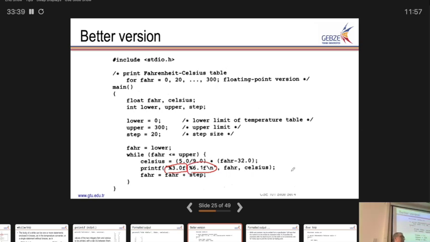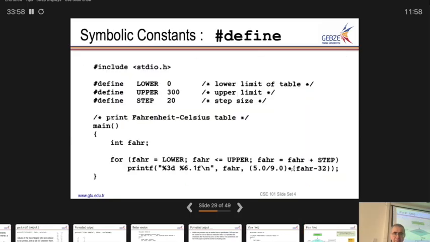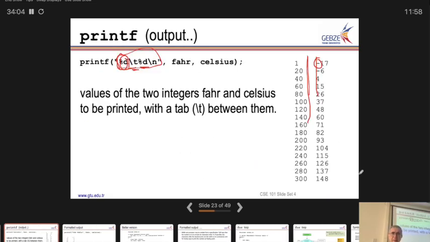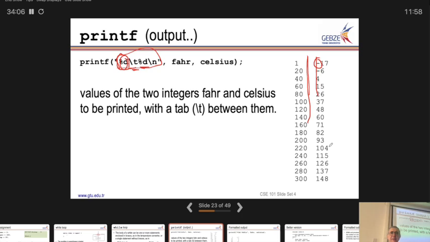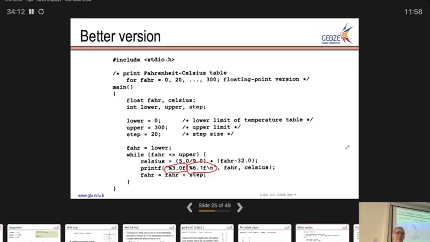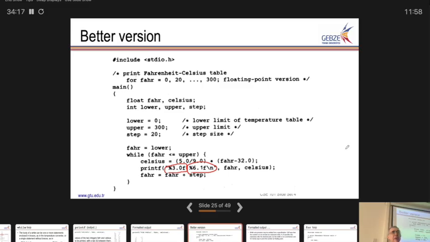These are floating point. Virgülden sonra kaç basamak? So %3.0f, %6.1f, %3.0f is floating point but with no digits after the decimal point. %6.1f, one digit after the decimal point. Here you have the left part is the same, the right part is something like this. So one decimal point after the actual part.